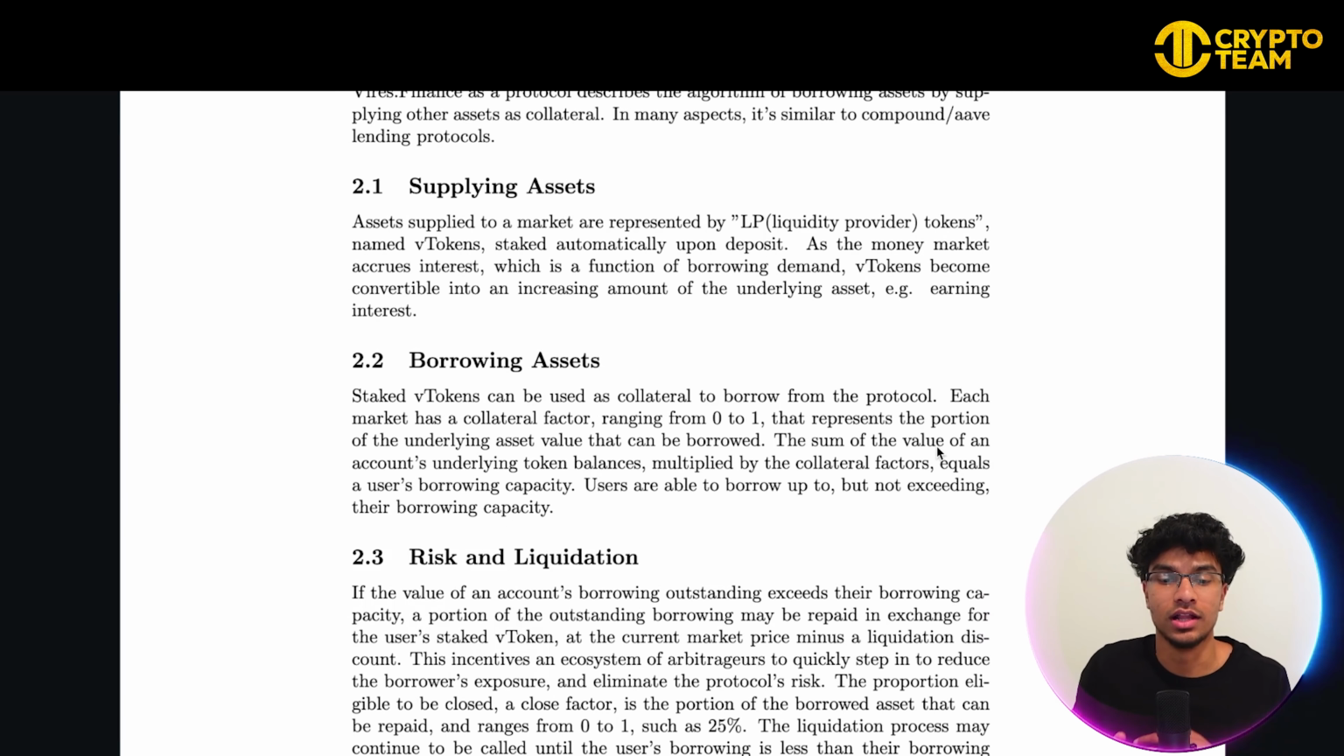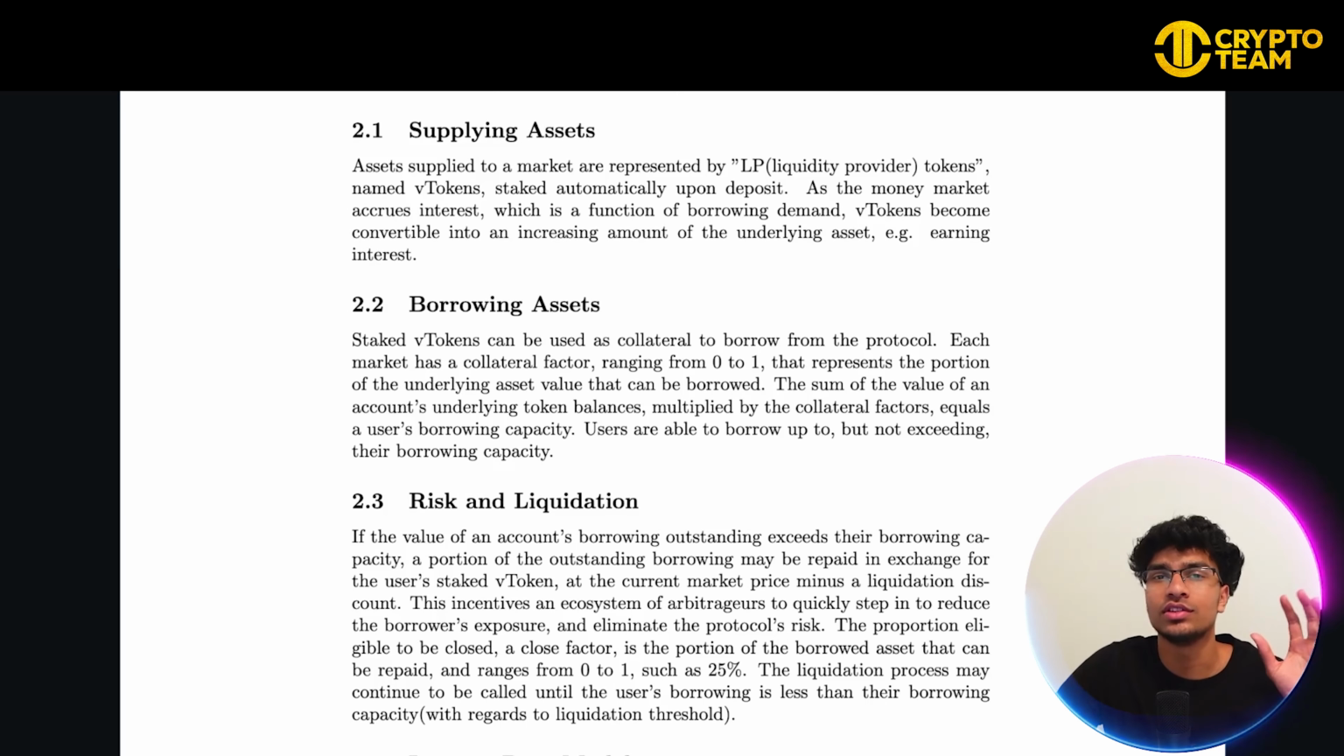Each market has a collateral factor ranging from 0 to 1 that represents the portion of the underlying asset value that can be borrowed. Now, the sum of the value of an account's underlying token balances multiplied by the collateral factors equals a user's borrowing capacity. So users are able to borrow up to, but not exceeding their borrowing capacity.